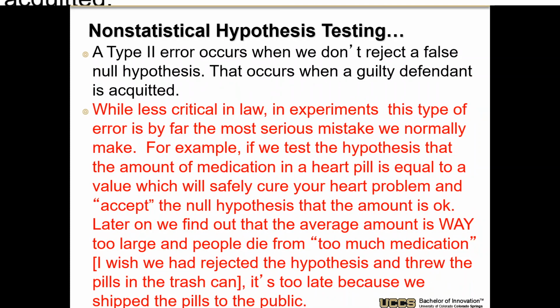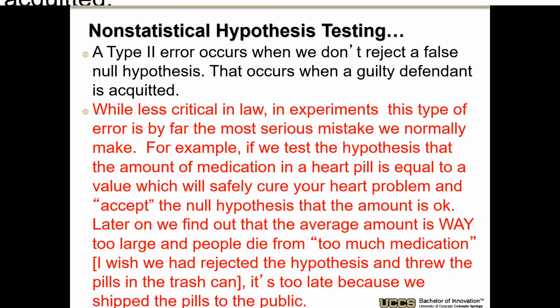So what we call a type 2 error occurs when we don't reject a false null hypothesis. This occurs when a guilty defendant is acquitted. So the null hypothesis is they're innocent, they're actually guilty, we get it wrong and we let them go free. And in the United States, our criminal system is really set up to make sure this is the error we make more often. Right? We rarely want to convict innocent people, even if that means that sometimes guilty people go free.